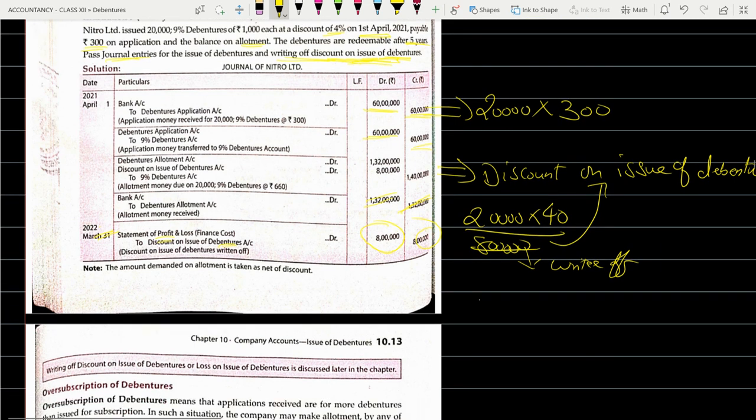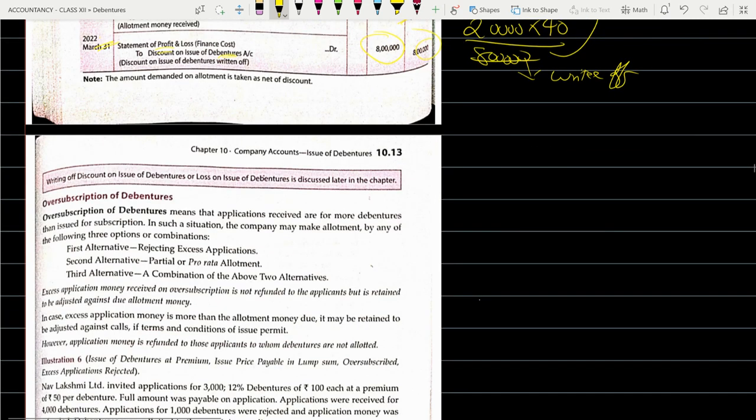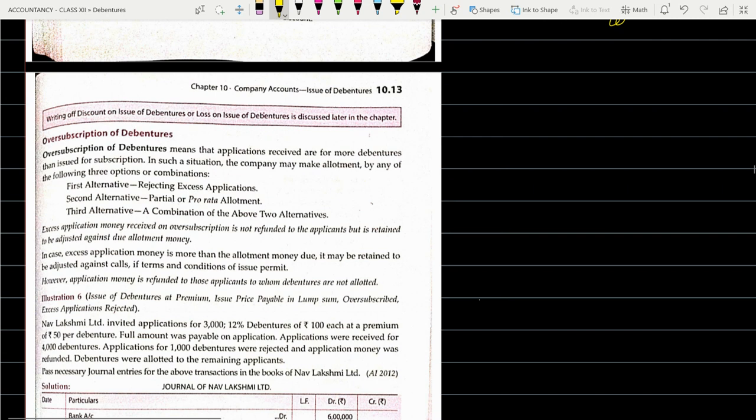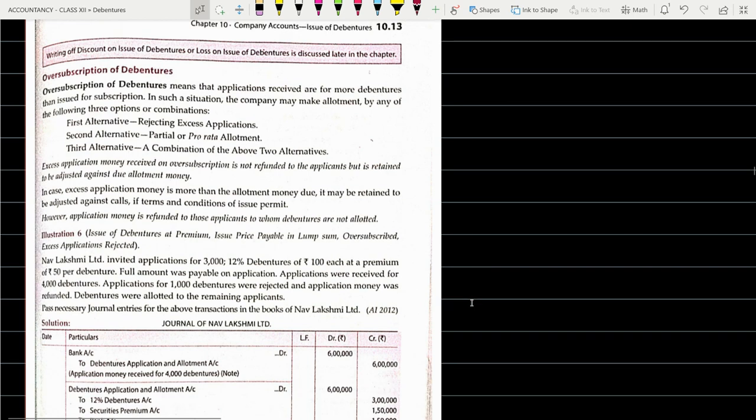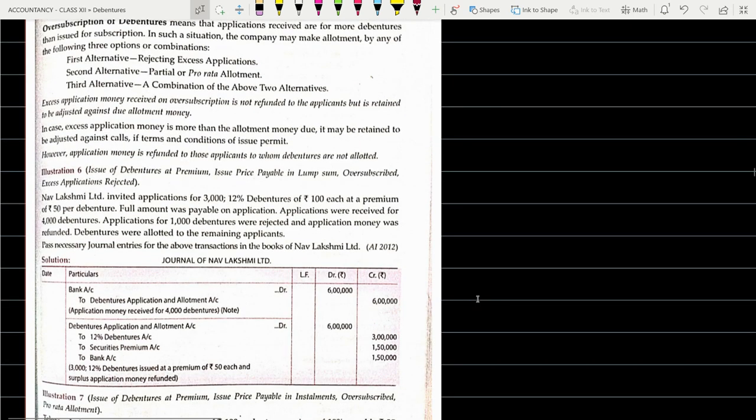Okay. Yeah. And the next one, we are going to see the oversubscription of debentures. Like how shares can be oversubscribed, even debentures can be oversubscribed. So here they have three alternatives, like how they had for shares. First alternative is reject the excess application. Second alternative is partial or pro rata allotment, and the third alternative is a combination of the above two. So like how you followed in shares, the same case will be followed here also in case of oversubscription. There is nothing new or special.